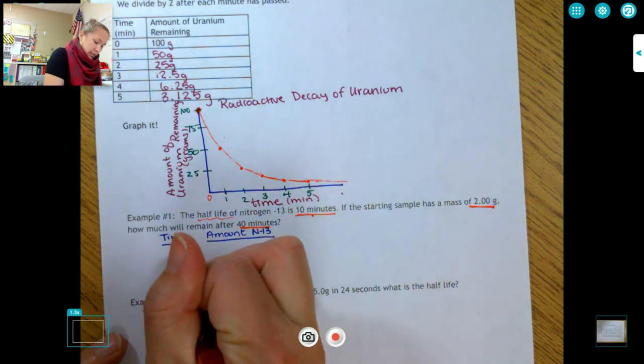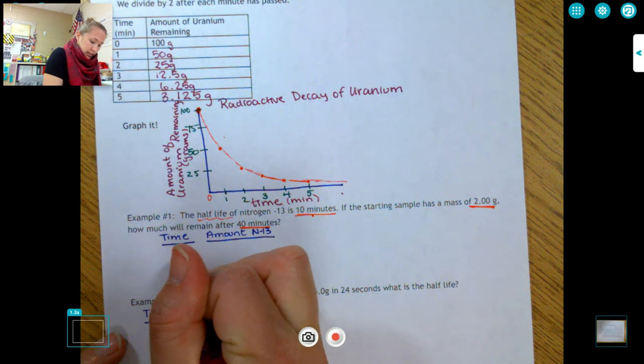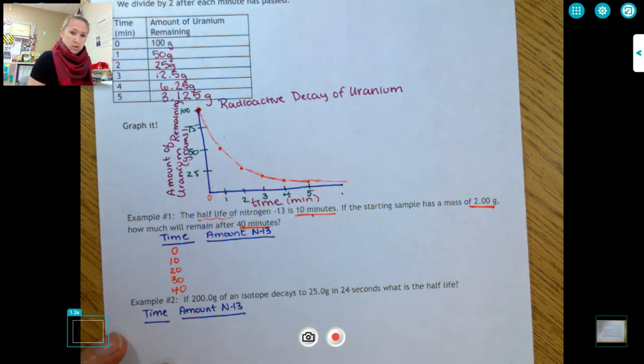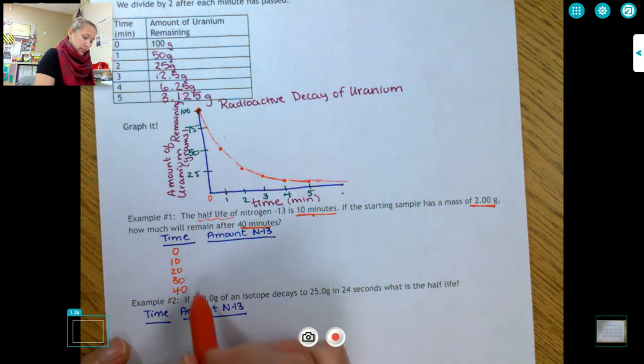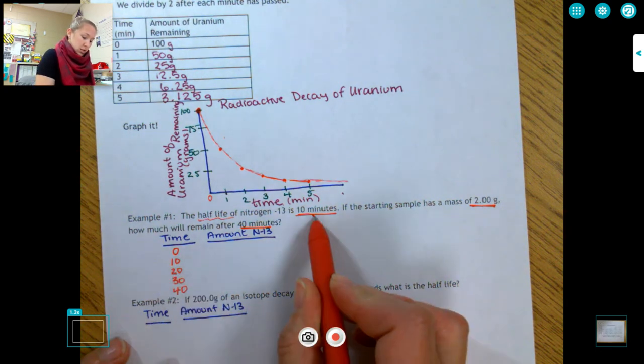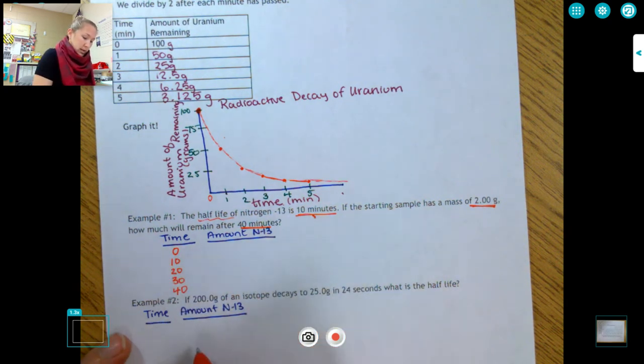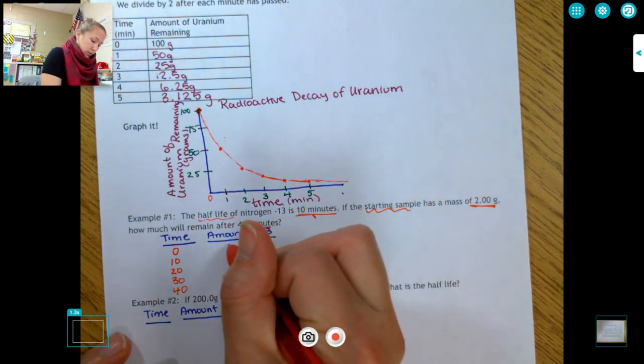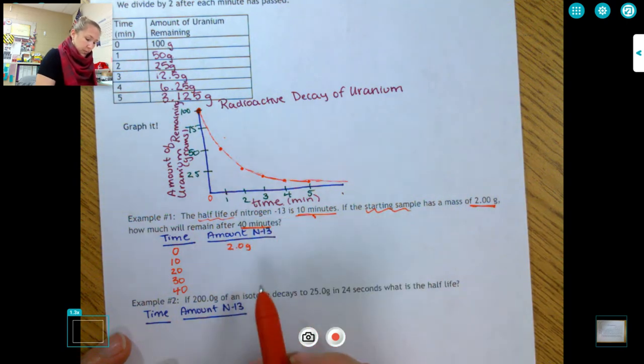My initial time is 0. And then every 10 minutes, I'm going to go through a decrease. I'm going to get cut in half. So I know that my timing goes out 10 minutes each time. Total time is 40 minutes. I start with 2 grams. So my starting amount is 2 grams.